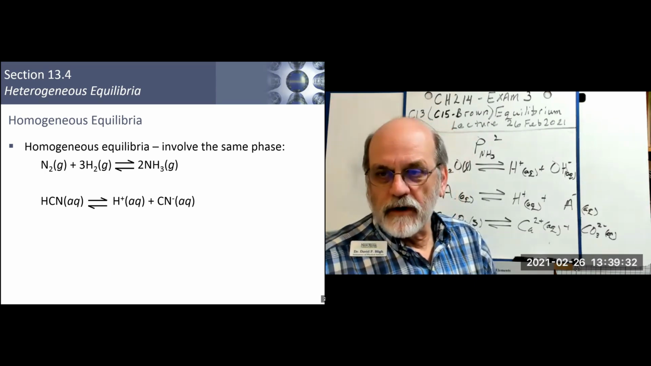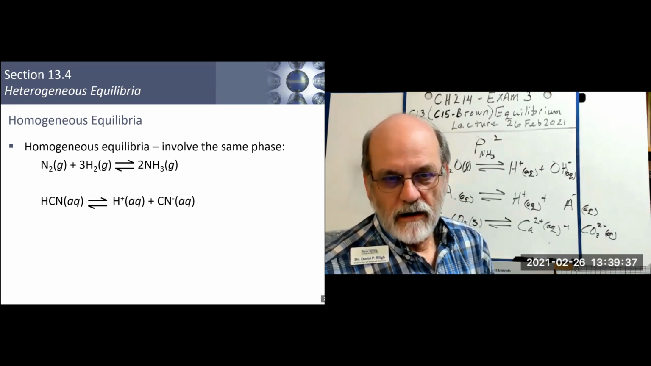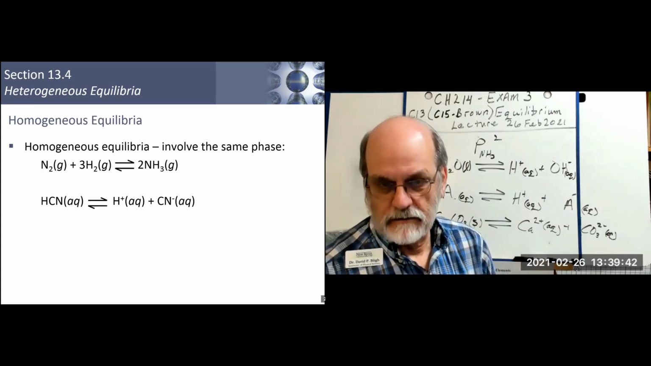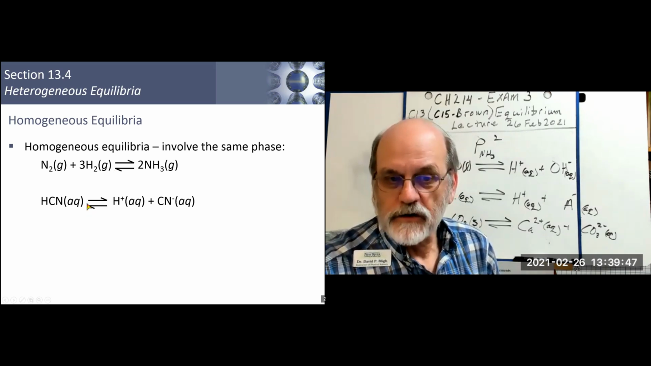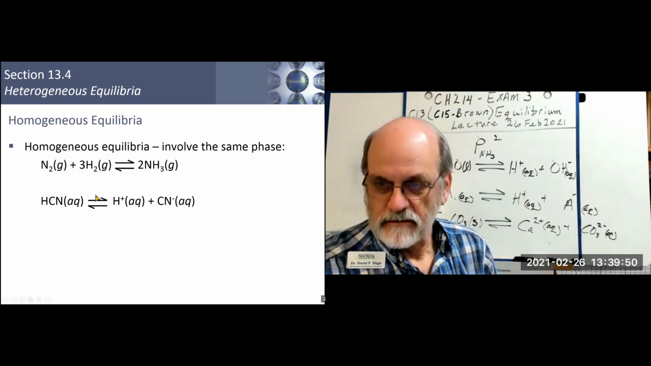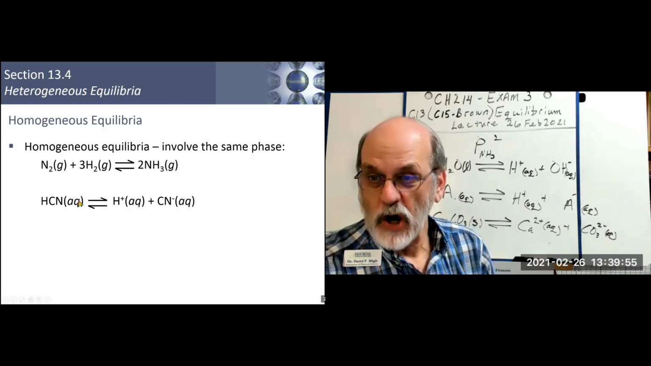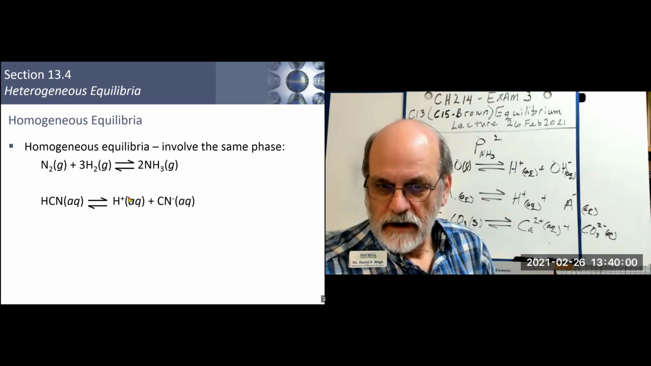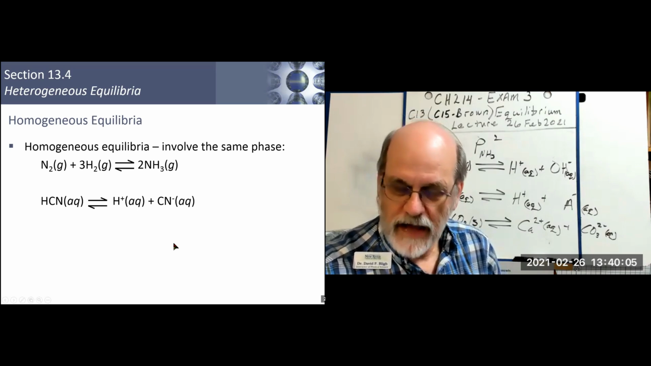Okay, what type of equilibrium can occur? Well, you can have an equilibrium in which all of the components are in the same phase. For instance, if they're all gases, then that's homogeneous equilibrium. If they're all aqueous solutions, that's a homogeneous equilibrium. So this hydrocyanic acid dissociates partially, not very much, but some, into hydrogen ions and cyanide ions in solution.